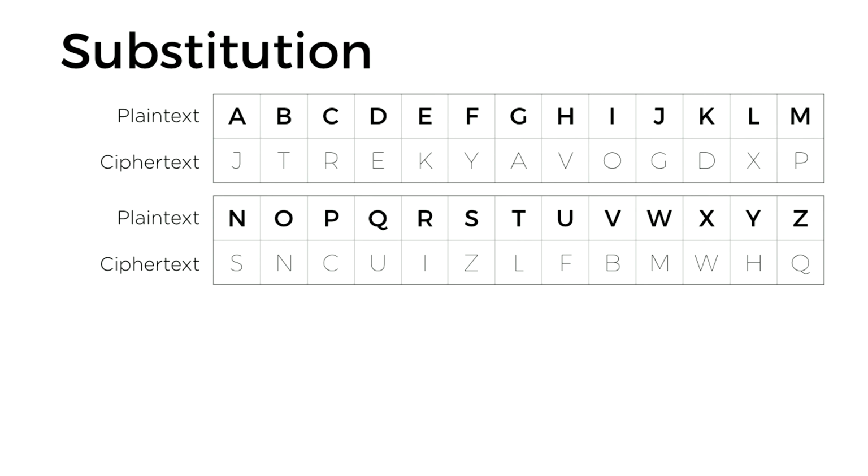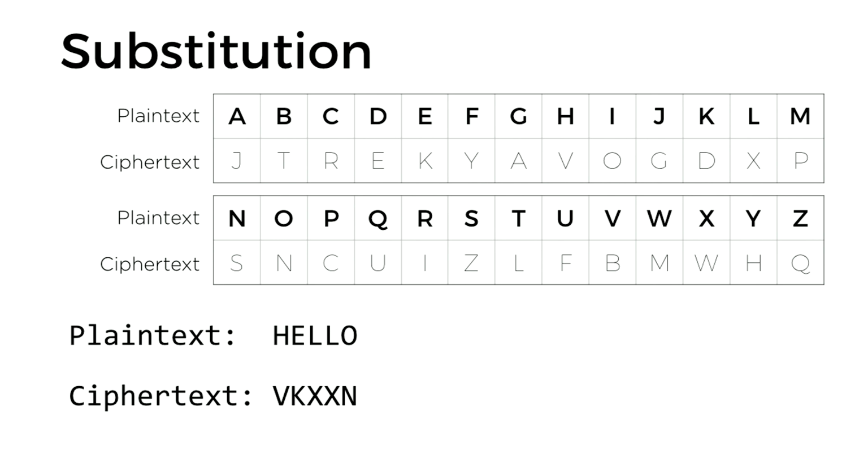How do we actually use this inside of a cipher? Well, if the plaintext is the word hello, then using this substitution cipher, we would end up with the ciphertext VKXXN, because H in plaintext maps to V in the ciphertext, E maps to K, both of the L's map to the letter X, and of course O maps to the letter N, which gives us that resulting ciphertext.